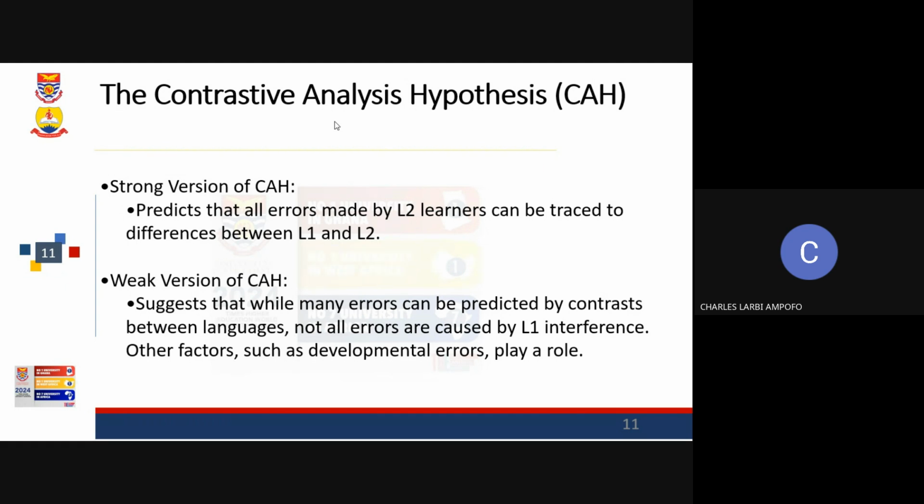So the weak version of contrastive analysis says that yes, errors can be predicted by looking at the two languages, comparing them, finding their similarities and differences. But not all errors are caused by transfer from their L1. You can't say that if somebody is learning English, let's say a Ga speaker, all errors that the person will make in English is because the person is transferring all those from Ga. It may be due to other factors, and one of them is developmental errors.